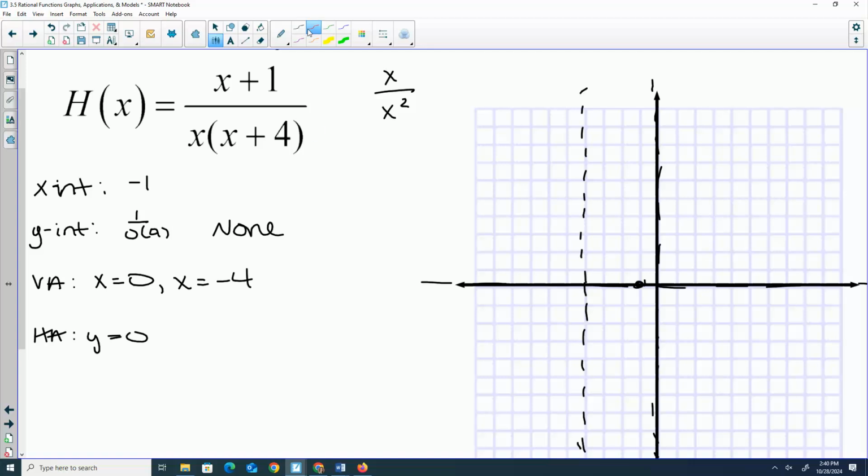Okay, so now for figuring these out, I'm going to have to try some points, aren't I? So if I want to know to the left of -4, I could either be above my horizontal or below, so what should I do? Plug in. So if I put in -5, I get -4 over -5 times -1, so -4/5. So now I can see this section is below. It has to be getting closer to my horizontal and closer to my vertical. So it's going to look something like that.